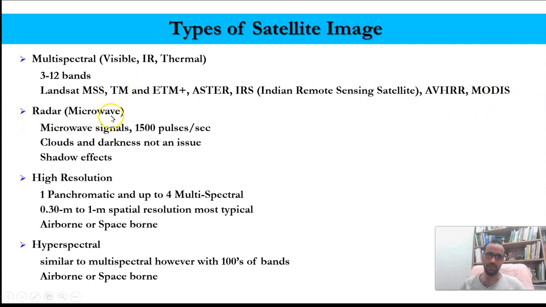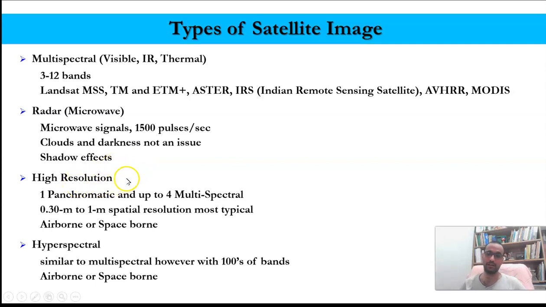And then microwave, and microwave has a radar system. Microwave definitely depends on the signal speed. So here, we have 1500 pulses per second. It depends on different microwave bands and the satellite also. Cloud and darkness are not an issue for microwave remote sensing. We definitely identify the features by the shadow effects.